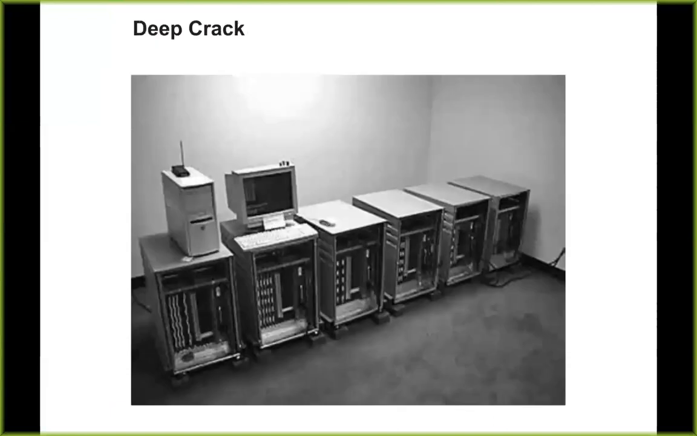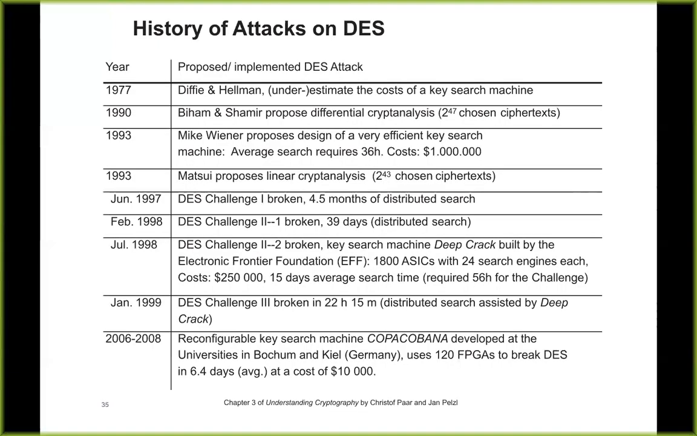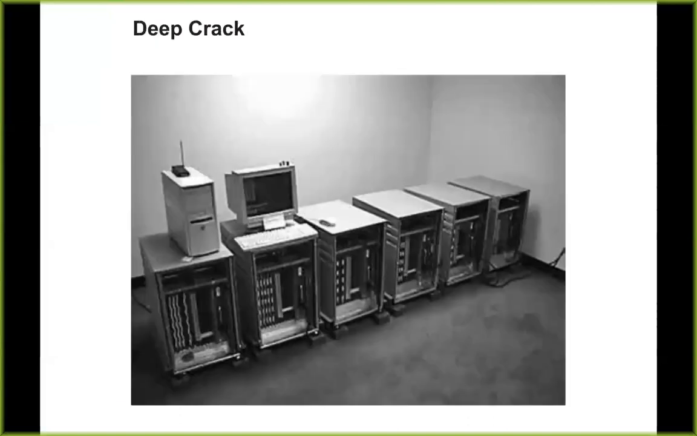This is Deep Crack. That was the EFF's box. Each one of these racks is full of boards, and each one of those boards has a whole bunch of Deep Crack chips, which are special processors just to calculate DES as fast as possible. That's all they can do. And this thing cost, what, $500,000 or something, $250,000. And this thing could do a brute force attack in a few days and find the key by just trying all the keys.